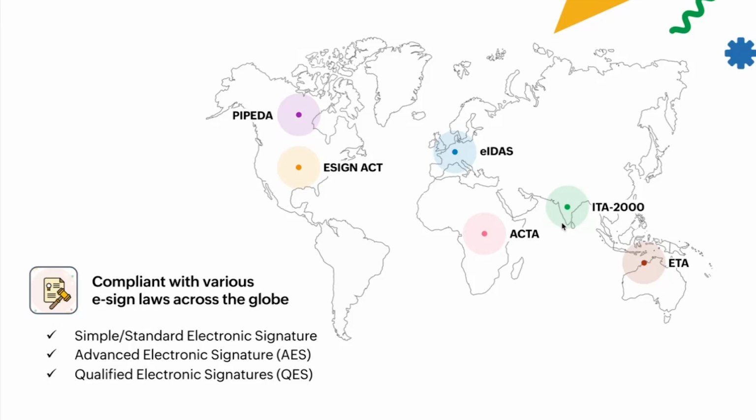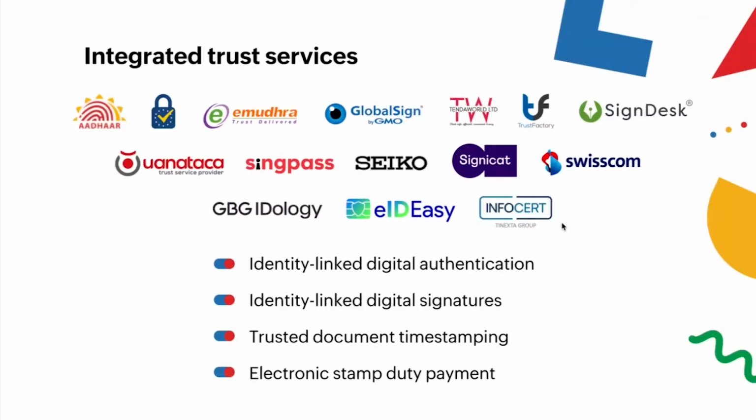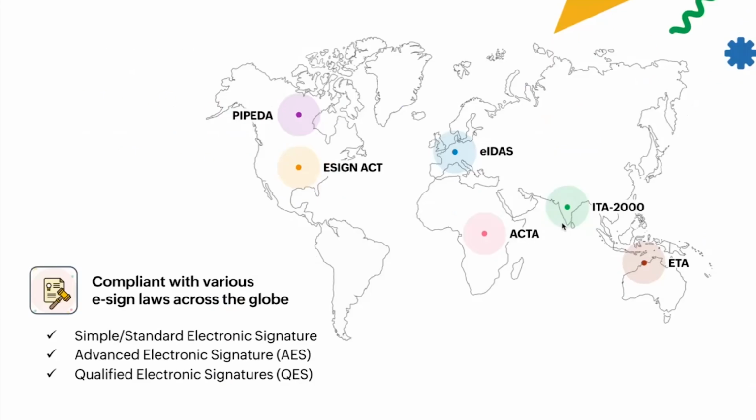And especially Zoho Sign, by virtue of integrating with these various trust services, because of these integrations that we have in place, we are able to confidently state that we are compliant with these various e-sign laws across the globe. So no matter where you sign your document, so long as you use the right integration, you can get these documents to be accepted by the court of law in your jurisdiction because it does follow the specifications laid out in whatever framework governs e-signatures in your country.